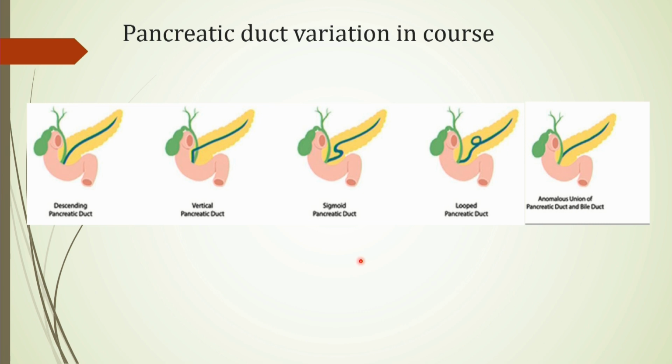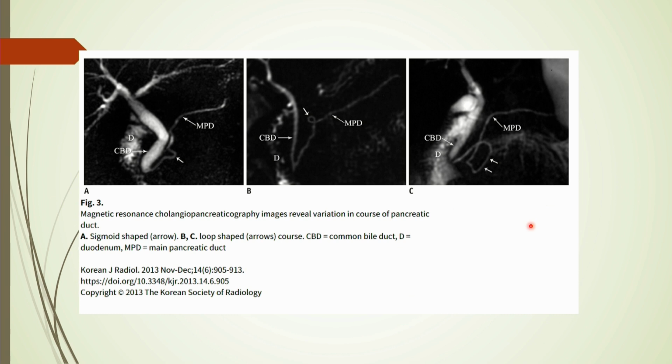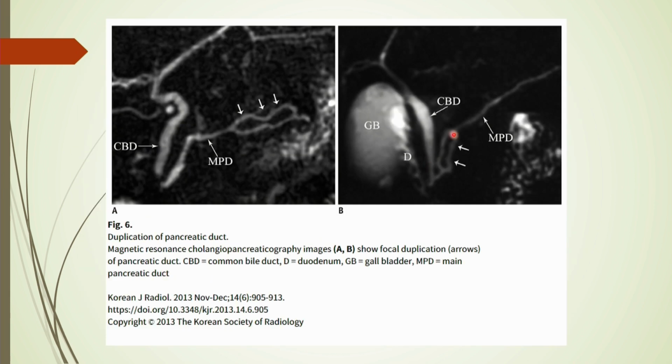Variations in course include the descending or vertical course of the pancreatic duct, sigmoid course, a complete loop within the dorsal main pancreatic duct, and anomalous union of the pancreatic duct with the bile duct. Here we can see projected MRCP images showing the sigmoid loop, complete loop, and duplication of the pancreatic duct in the distal part and in the proximal part.